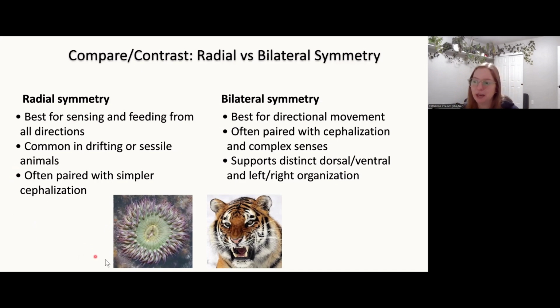This is often paired with simpler cephalization. So this has a mouth/butt. It has those feeding tentacles, but it doesn't have a full-on head with sensory organs.